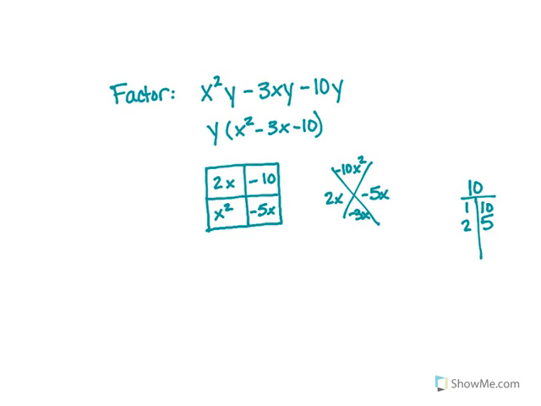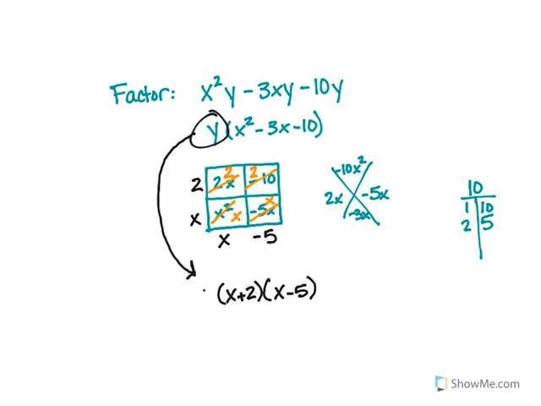Let's see what we can pull out now. So I can pull out a negative 5, and I'd be left with x here and 2 here. Then I can pull out an x, and I'd be left with x here and 2 here. So then I'm just left with 2 and x. So we have x plus 2, x minus 5, and then remember we have our y up here. So we need to bring it back down, and we have a y on the outside. That would be my final answer. So my greatest common factor just goes right back in at the end on the outside.